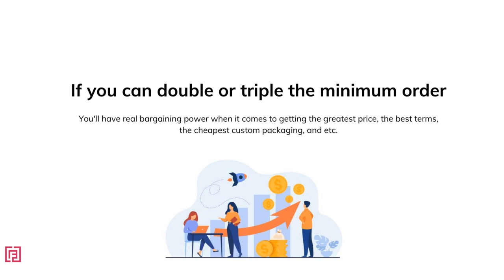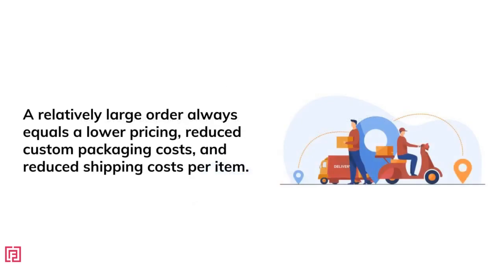Let's say you have a £5,000 budget and want to purchase 1,000 pieces of an item that costs simply £10 on Amazon. A relatively large order always equals a lower price, reduced custom packaging costs, and reduced shipping costs per item.